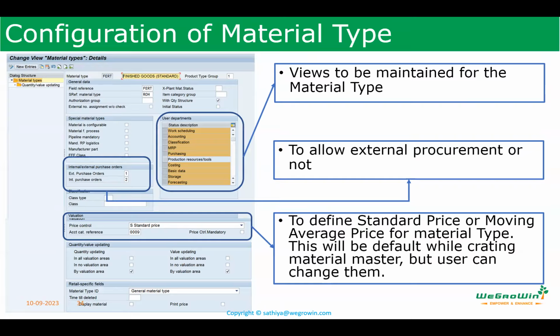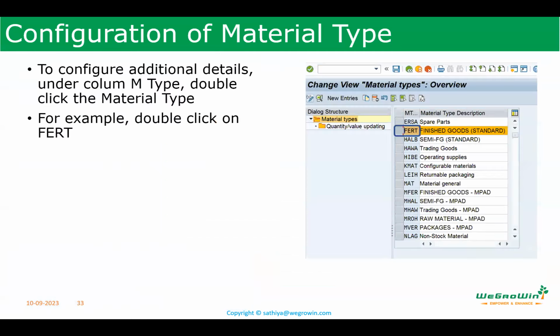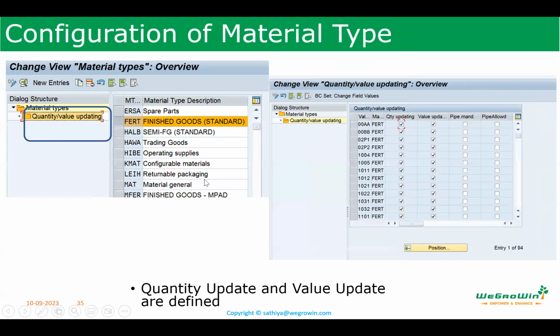So these things, what I suggest you, please explore them. Don't change anything, but explore them. Go and see what all the possible values are in the material types. And then earlier, in the material type, we double clicked on the FERT and went to these details. Now I select this FERT, double click on the quantity value. Here it is telling in these various valuation classes, whether the quantity update and value update are both there or not. So this is where I will create one new material type, like Z external. I will put only quantity update. I will not put value update there. That is how configuration of material type will happen.